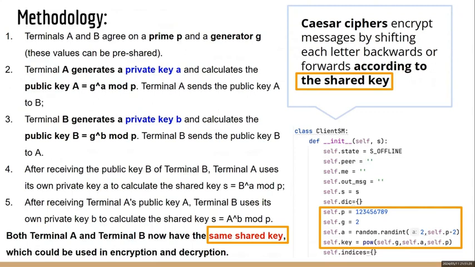By shifting each letter backwards or forwards in the alphabet according to the shared key, we can encrypt and decrypt the messages. Here we can see that in our client state machine, in the definition of these initials, we added P and G as predefined numbers, and the private key A is a random integer, and the self key refers to the public key.